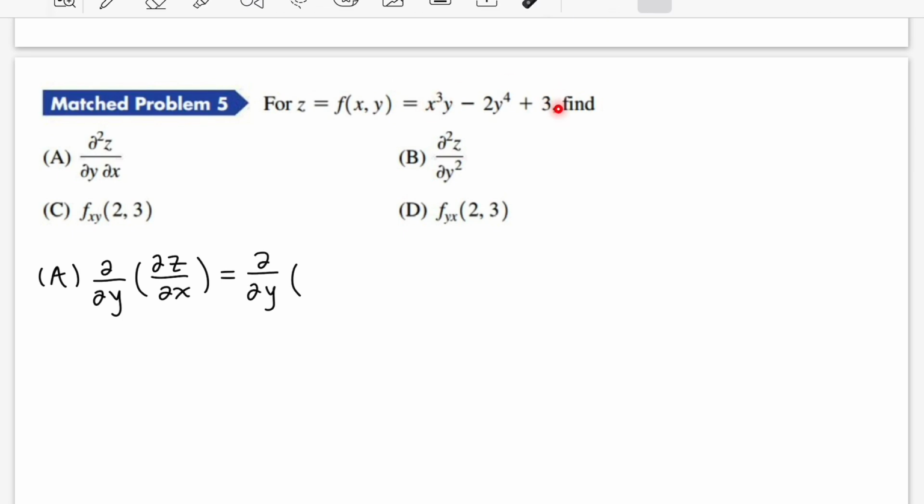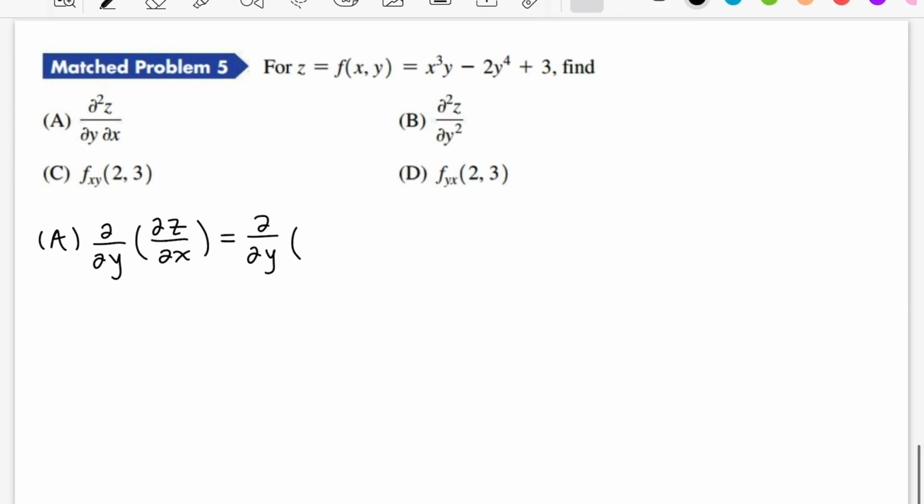So the derivative of this guy with respect to x here, we're going to use power rule, so we'll get 3x squared times y. y is just a constant. y is also a constant here, so that means this is going to go to 0, and this is a constant, so that'll be 0 as well. So the partial derivative of our function with respect to x is just going to be 3x squared times y.